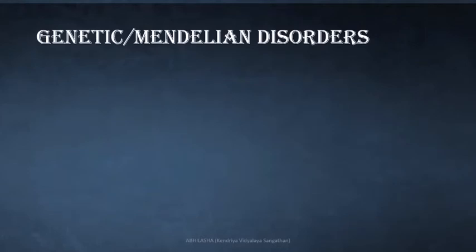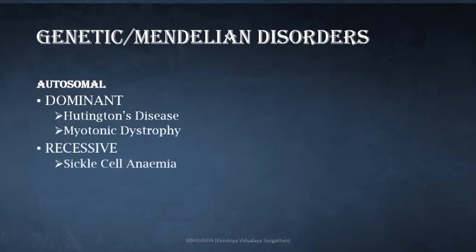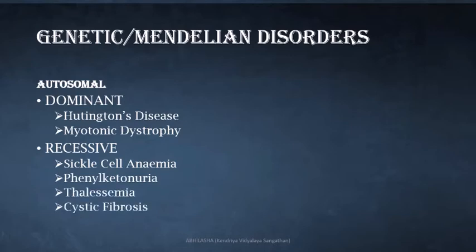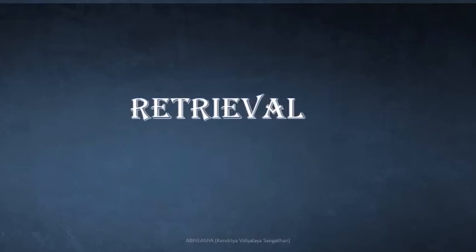With this, we come to the end of our session, but before we end, let's make a list of disorders that we need to study and classify them as autosomal or sex-linked, dominant or recessive. For today's session, try collecting as many pedigree charts as you can and try to decipher the nature of the traits.